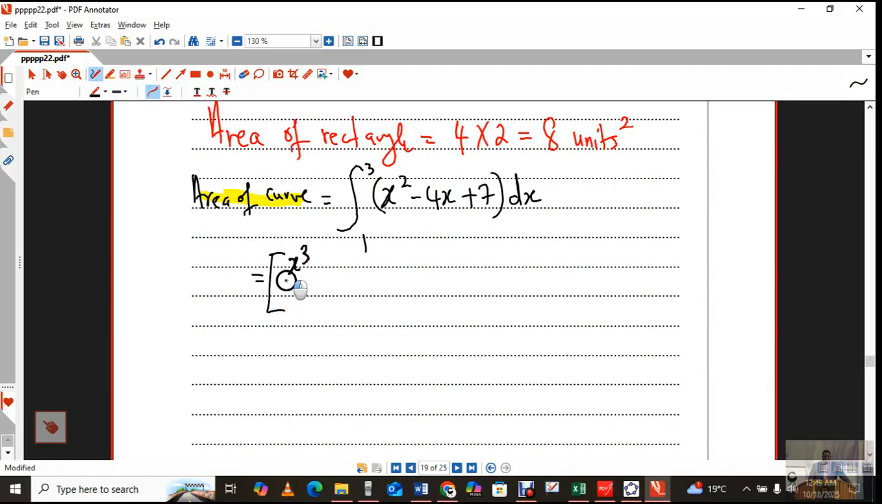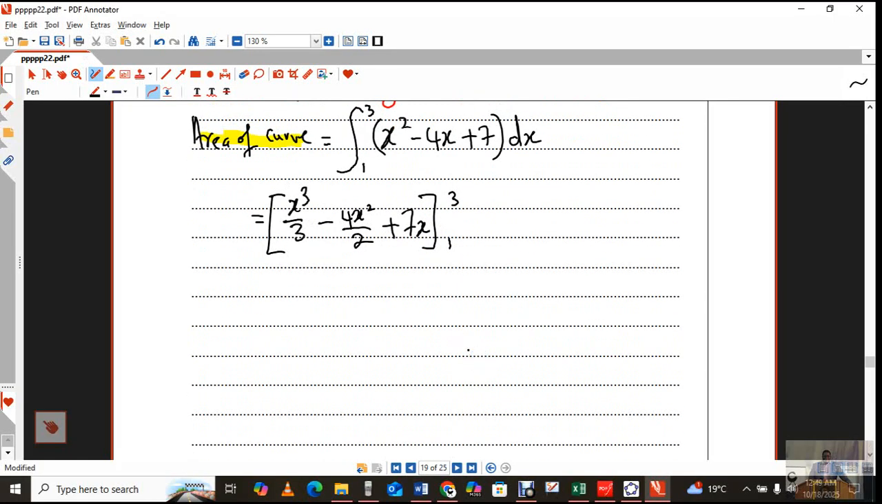Add 1 to the power, divide by the new power: minus 4x squared over 2 plus 7x, and we're going to integrate from 1 up to 3. It's a definite integral. Right, so let me just write down what this is. This is x cubed over 3 minus 2x squared plus 7x, and we are going to integrate from 1 up to 3.